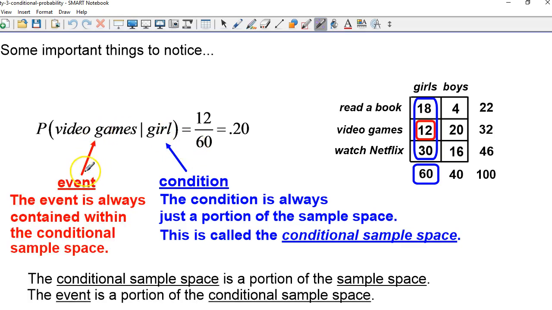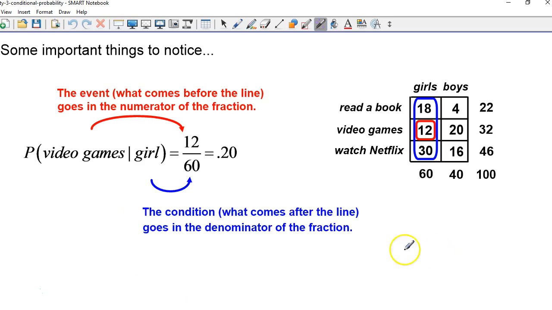On the left we have the event, and the event is a portion of the conditional sample space. So it's a part of the whole. So the conditional sample space is a portion of the sample space, and the event is a portion of the conditional sample space. Another thing to notice is everything after the line, the condition, relates to the denominator. Everything before the line is the event, and that relates to the numerator. So we'll use that pattern frequently when we compute conditional probabilities.